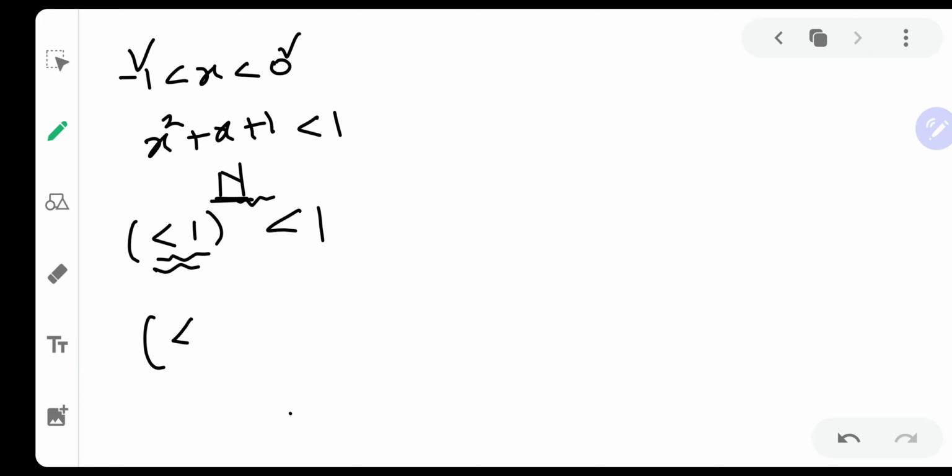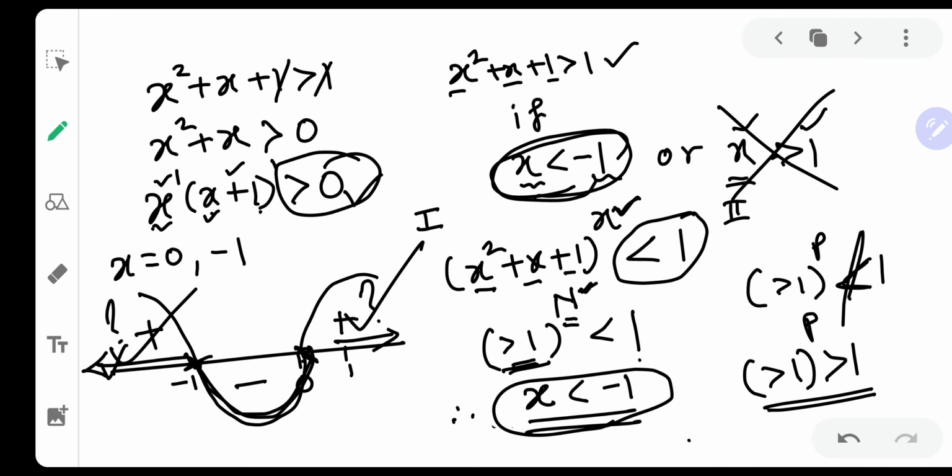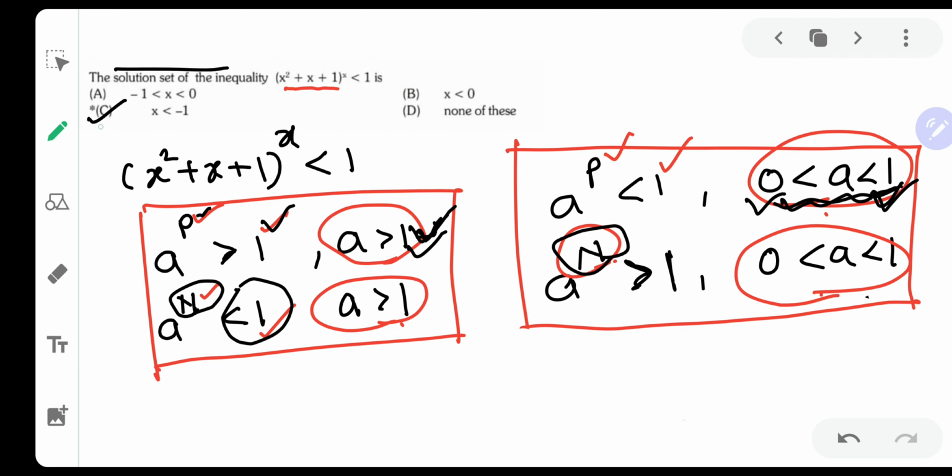But our answer is actually greater than 1, so this is not tallying, right? Because a number which is lesser than 1 when provided with a negative power gives a number greater than 1. So this will not tally. Hence minus 1 to 0 is also rejected. So the only answer that got accepted was x lesser than minus 1. Hence the correct answer to this question is only option C.